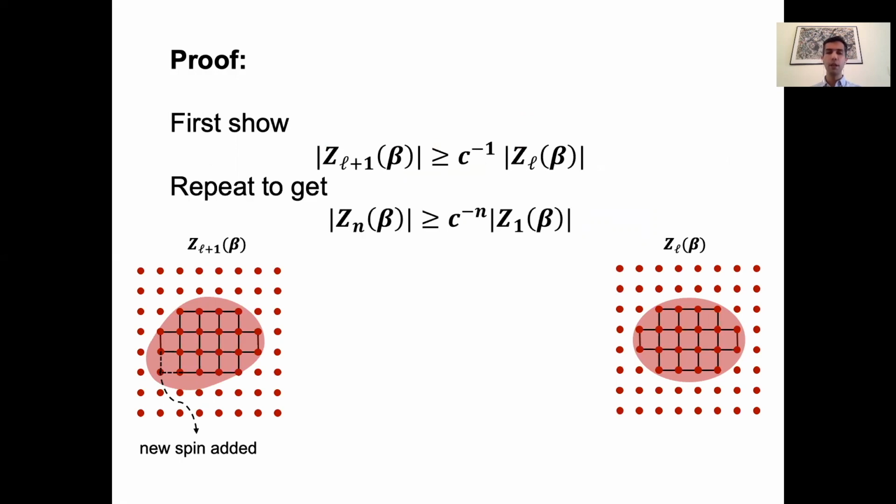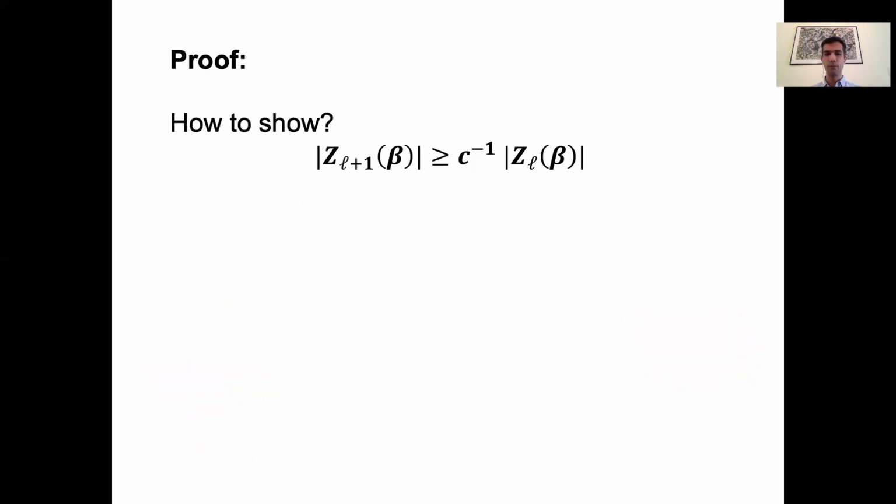And by repeating this argument multiple times, we see that the partition function of the whole system is lower bounded by an exponentially small value times the partition function of a single spin, which itself is just a constant. Therefore, the log of the partition function is at most order n, and this is what we needed in the extrapolation algorithm in the previous slides. But how do we prove this lower bound?